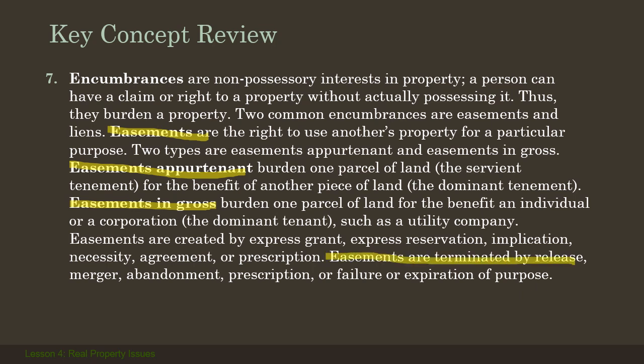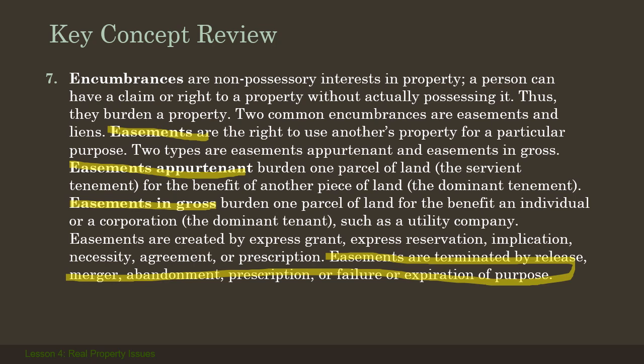Easements can be terminated by release, merger, abandonment, prescription, or failure of expiration. Basically, an easement appurtenant can be terminated in a couple of different ways. One is the dominant tenement, the one that benefits, goes to the servient tenement, the one where the easement runs across, and releases them. Maybe there's some monetary something that the servient tenement pays. But the dominant tenement can release the servient tenement by themselves. The servient tenement cannot release the dominant tenement by itself.